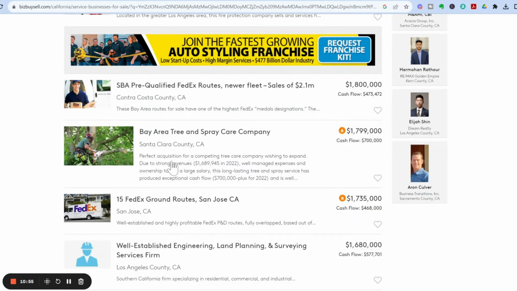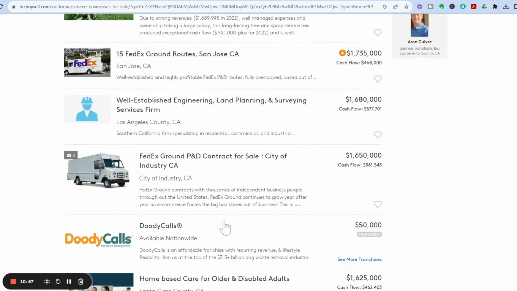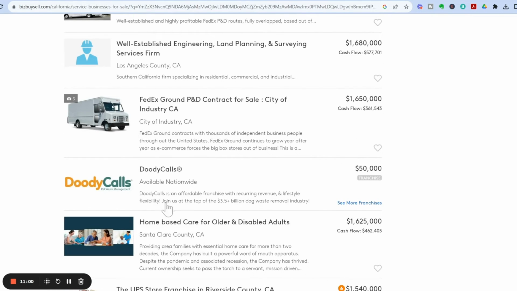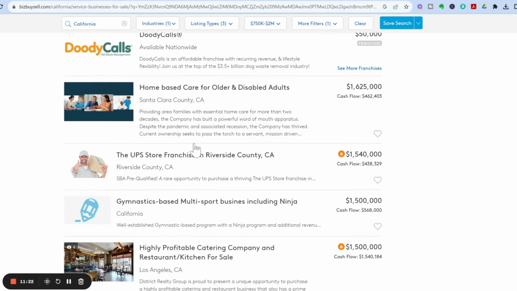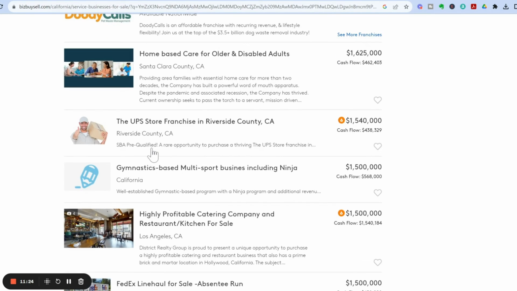Let's look at one more. FedEx routes, okay. Home-based care, all the disabled. This business, I was involved 20 years ago in non-medical in-home care. This is a really good business, except what happens when the next pandemic comes and you're not able to function? This business will not do well under those circumstances because of the close proximity with the seniors. More UPS stores can be good.